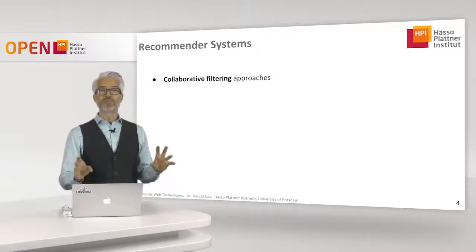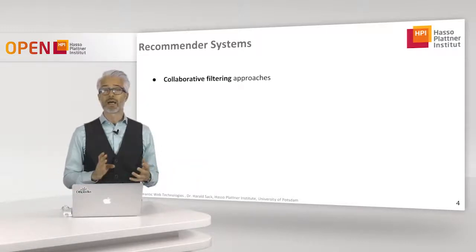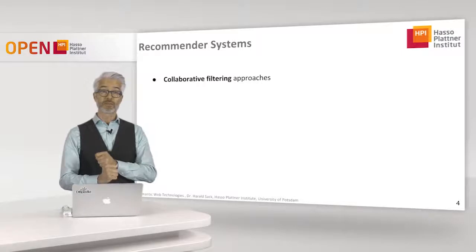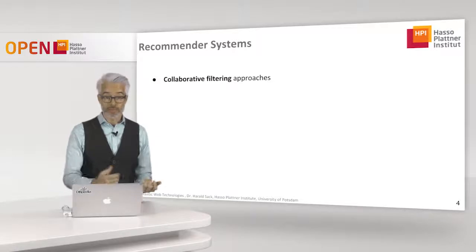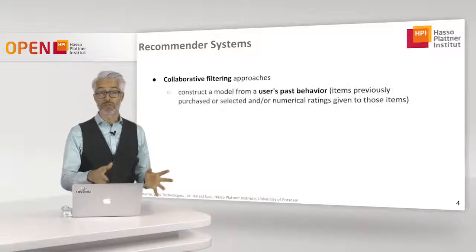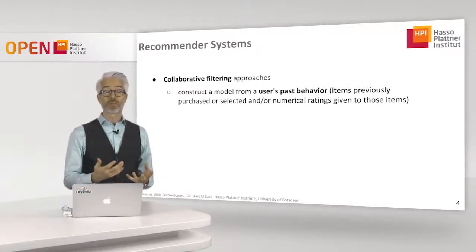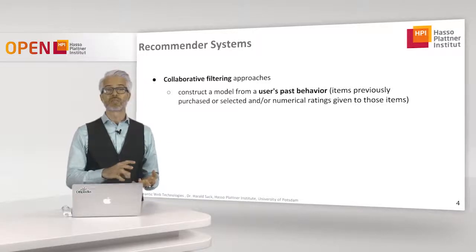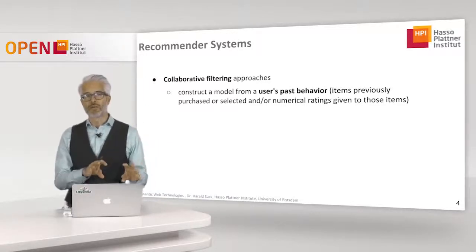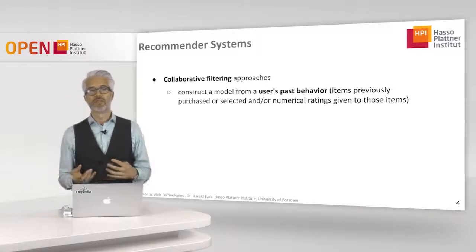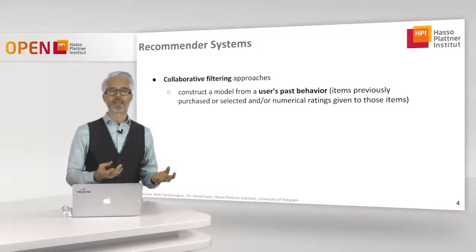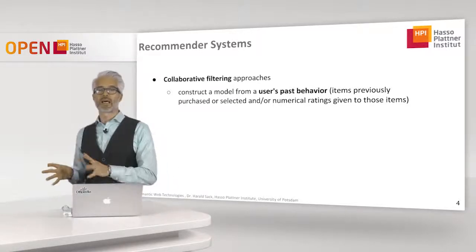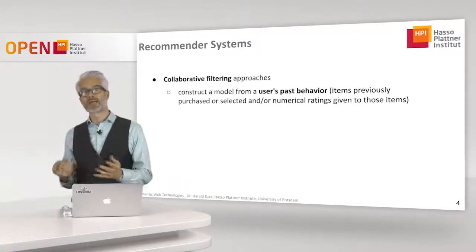Usually you distinguish two different types of recommender systems. The first one are so-called recommender systems which are based on collaborative filtering. What does that mean? This is the way recommender systems work, for example, for online shops. Collaborative filtering approaches construct a model from the user's past behavior, for example, from items which have been previously purchased or selected, and some ratings that have been given to those items. So whether it was good or bad, whether you like it or you don't like it.